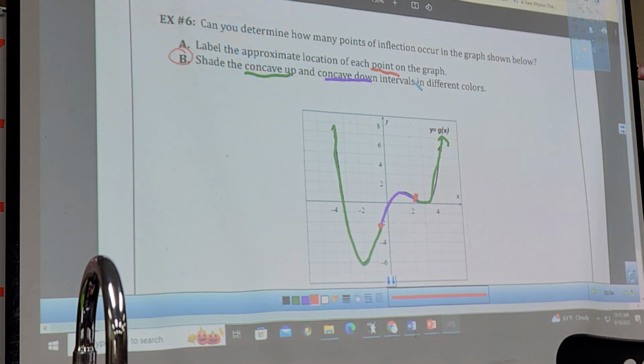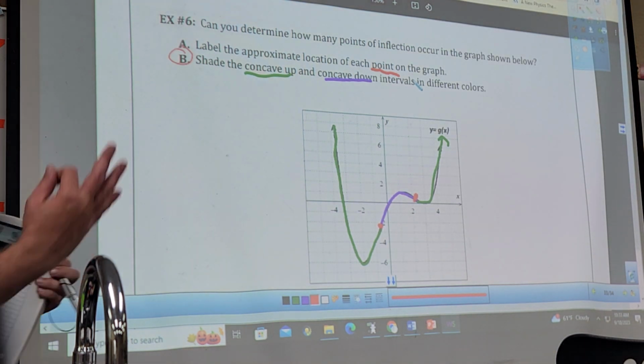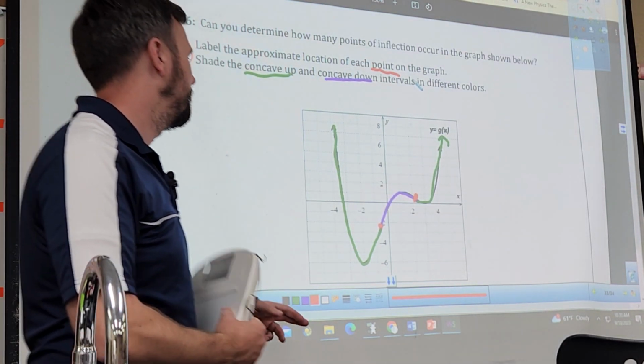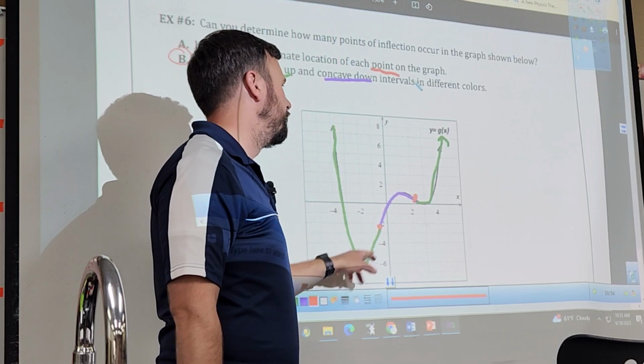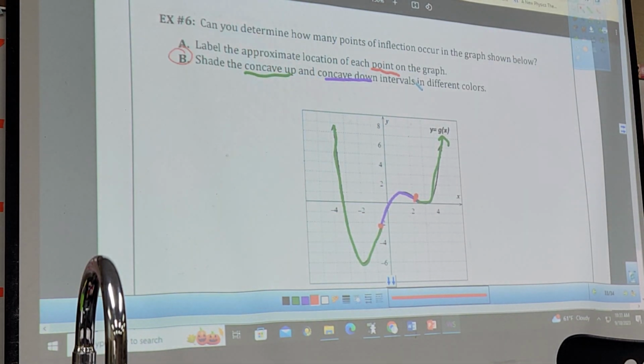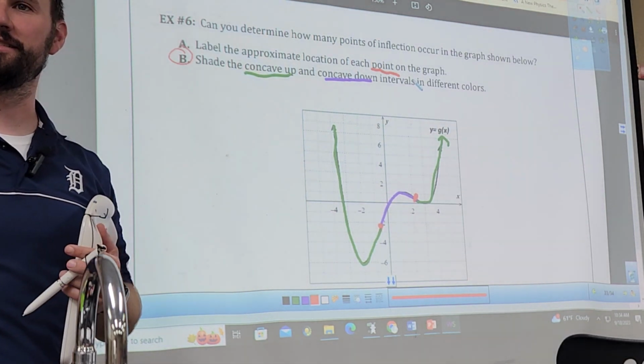So how many times do we turn? 3. And every turn is a relative min or max, right? Absolute min, relative max, relative min. So think about this. If I had 4 turns, how many points of inflection am I going to have? 3. If I have 100 turns, how many points of inflection? 99. Does that make sense?